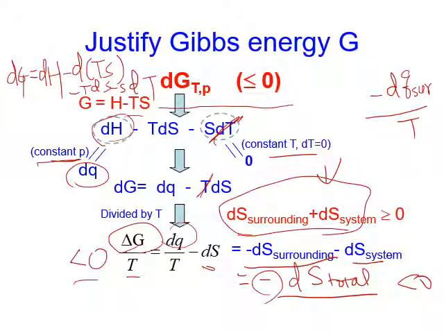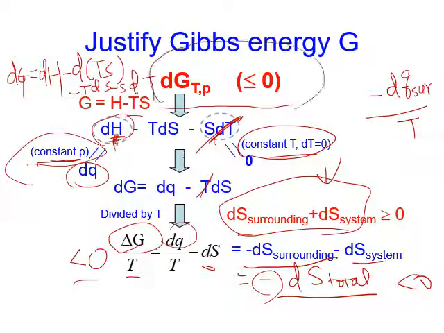Also remember, when we justify this equation, we assume temperature is constant, so SdT is 0, and pressure is constant, so enthalpy equals heat. Only when temperature and pressure are both constant do we have this new criterion, which is equivalent to delta S total greater than 0.